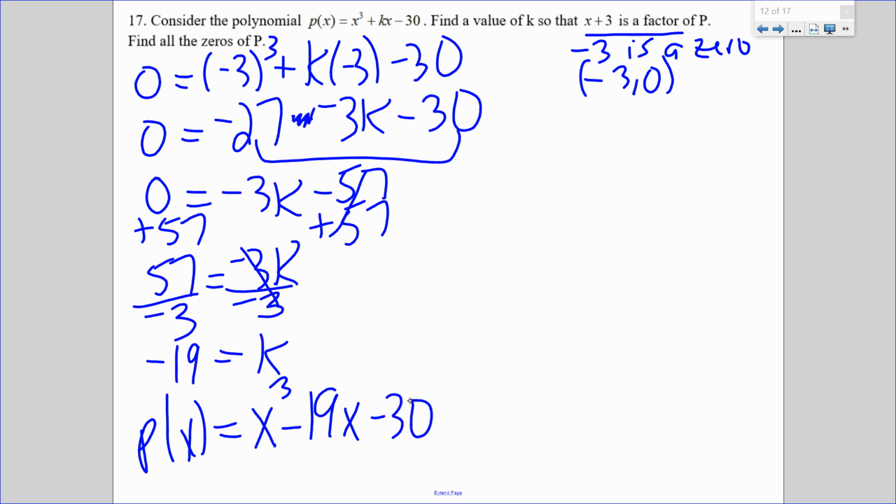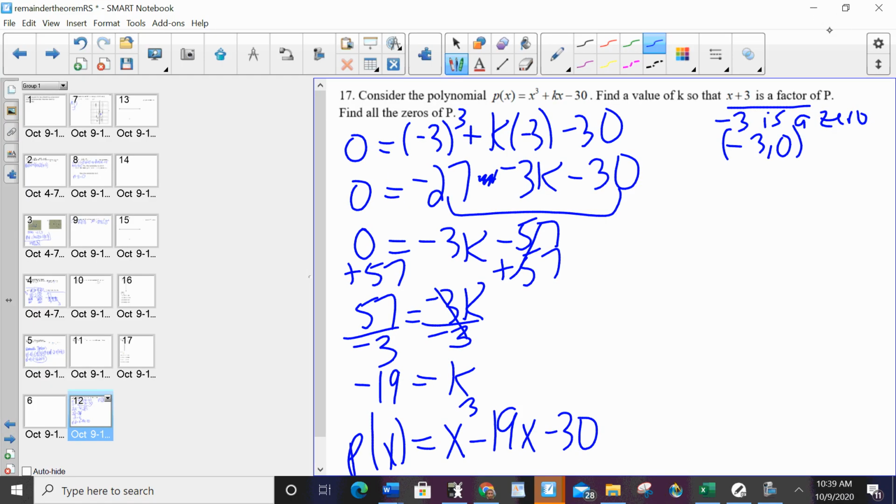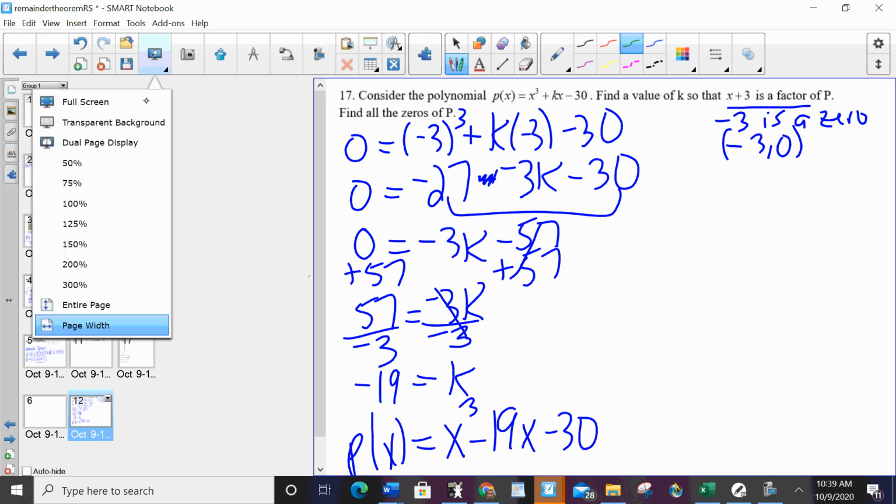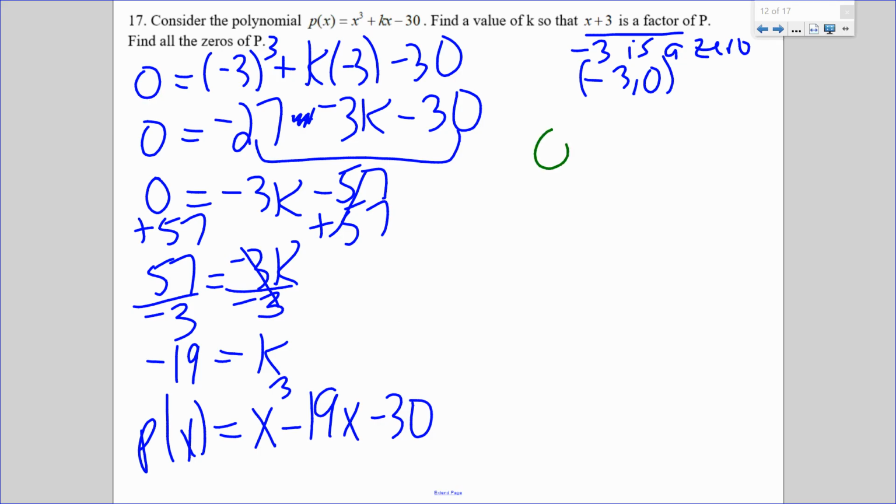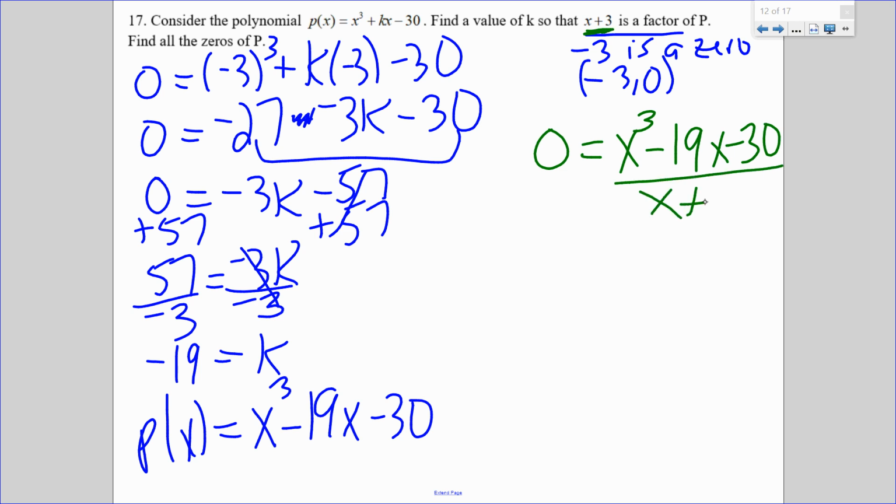Now it wants me to find the zeros. So to find the zeros, I'll do this in a different color. Let's go Westbury green. I'm replacing p of x with 0. And now, to solve this, I want to factor it, but I can't. Since I know that x plus 3 is a factor, I can divide that x plus 3 out. To divide, I use synthetic division.